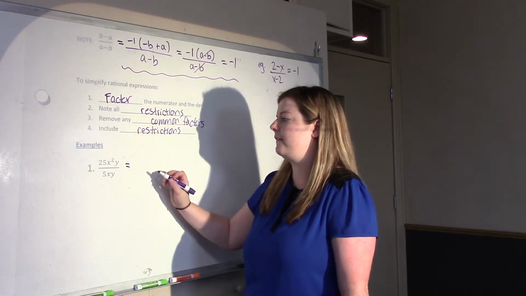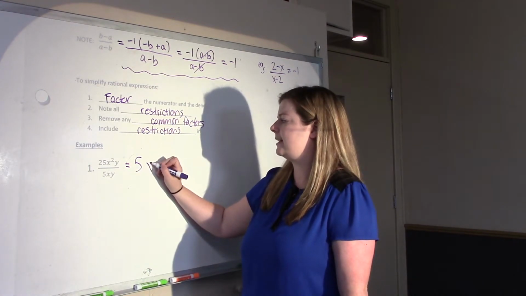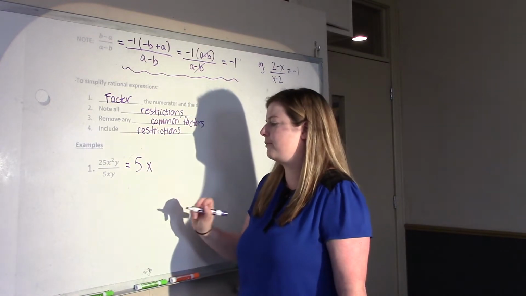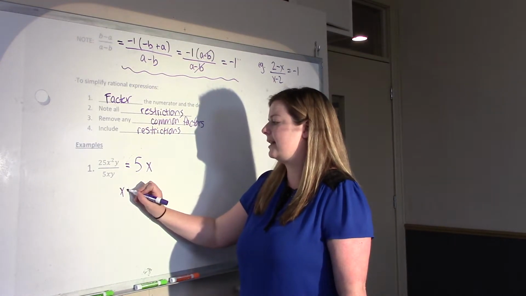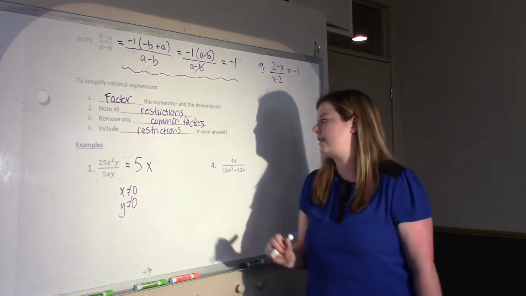Okay, so in this case, again, you always do the numbers first. So 25 divided by 5 is 5. X squared divided by x is x, and y divided by y is 1, so you're just left with 5x. And you know that x cannot equal 0, and y cannot equal 0 in the denominator.